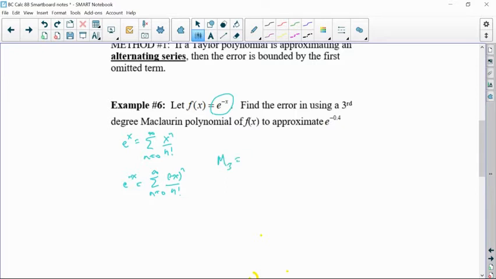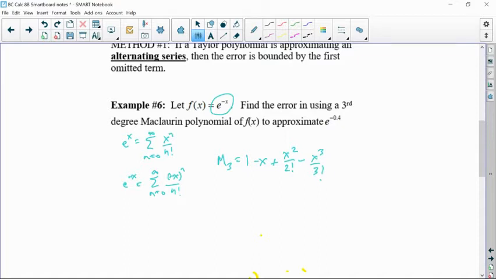so when n equals 0, we get a 1. And then when n is equal to 1, we get negative x over 1. When n is 2, we get x squared over 2 factorial. And then when n equals 3, we get minus x cubed over 3 factorial. So really, it makes it an alternating series.